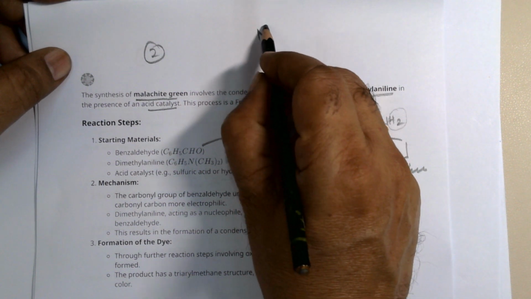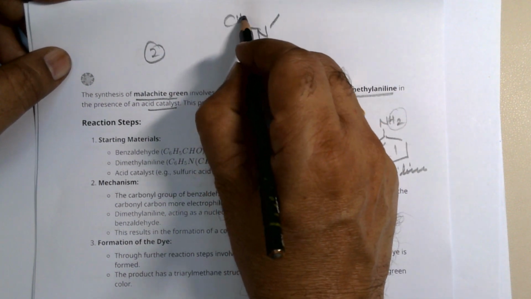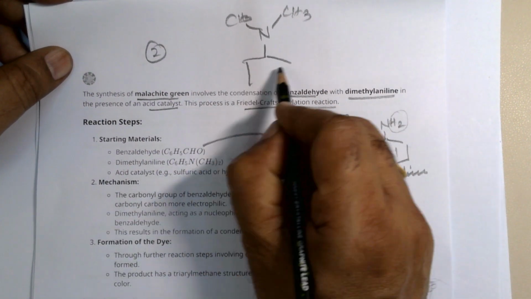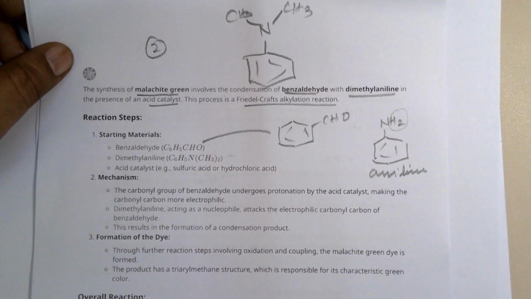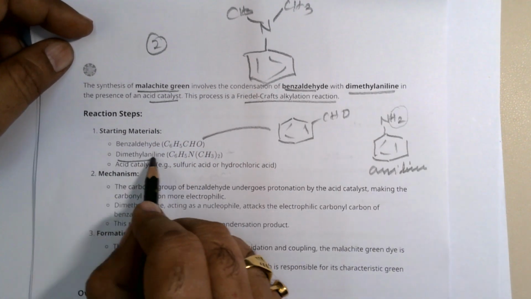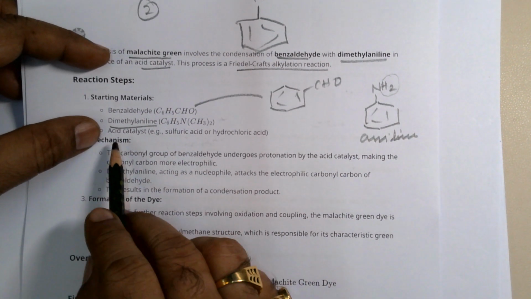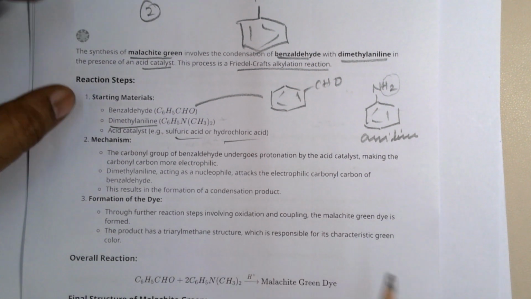So this is N(CH3)2. Do you understand? And you have got the phenyl ring, that is C6H5 group. So this is called dimethyl aniline. I hope you should be able to understand this structure. Okay. Then the acid catalyst is sulfuric acid or hydrochloric acid.